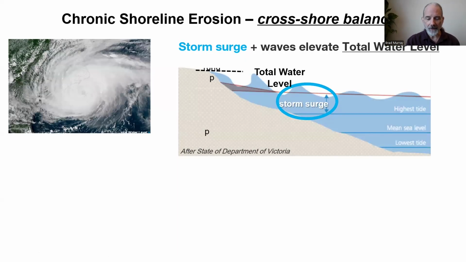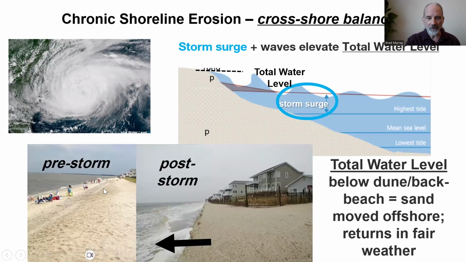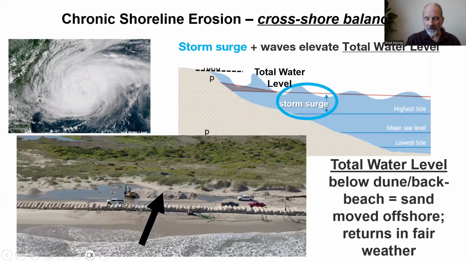On the other hand, in contrast, the cross-shore transport is very episodic and it's related to storms. And one of the most important aspects of storms is how high the water level gets. This is the water level that includes both the storm surge and the extra elevation that waves tend to produce when they break. And if this total water level is lower than the height of the dunes, then a lot of sand tends to get moved offshore, and that causes a bunch of shoreline erosion. However, during the fair weather times after the storm, that sand moves back on shore and the shoreline comes back to the same position it was in before.